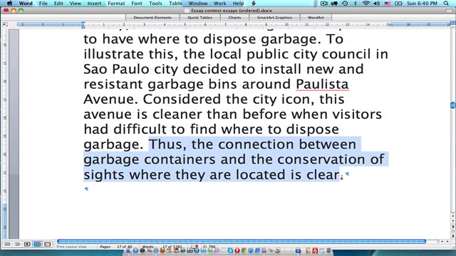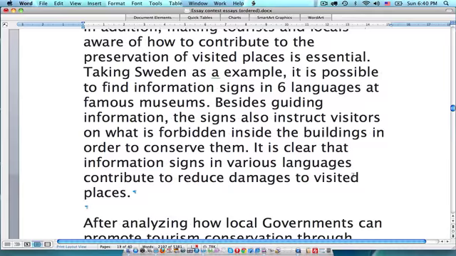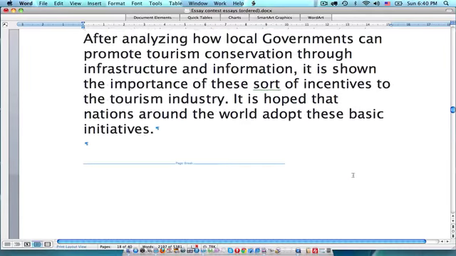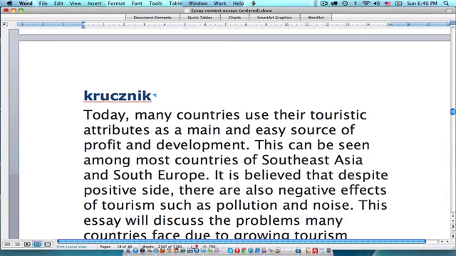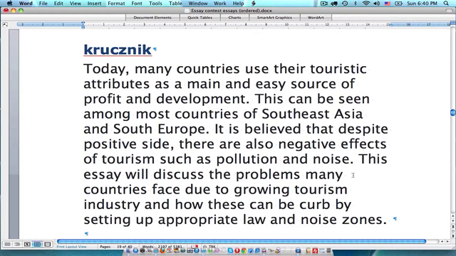Okay, now we get into one. I'm awarding this essay band 6, but I think I'm being generous here because this next essay could fall to a 5.5. And this is by Kruxnick.